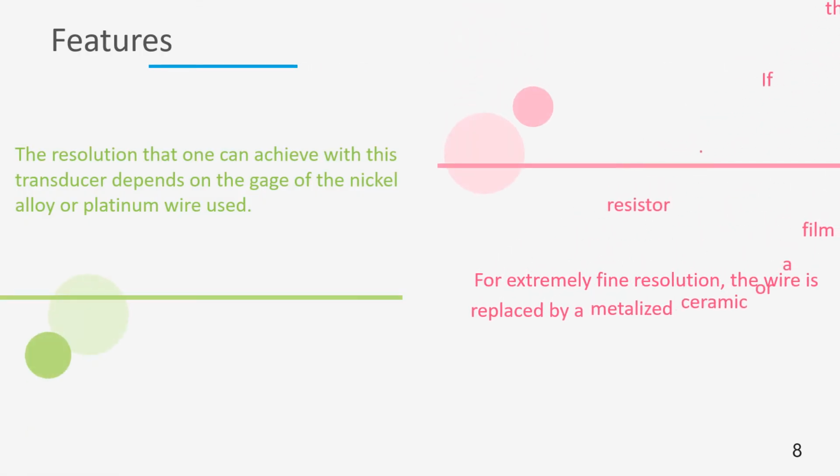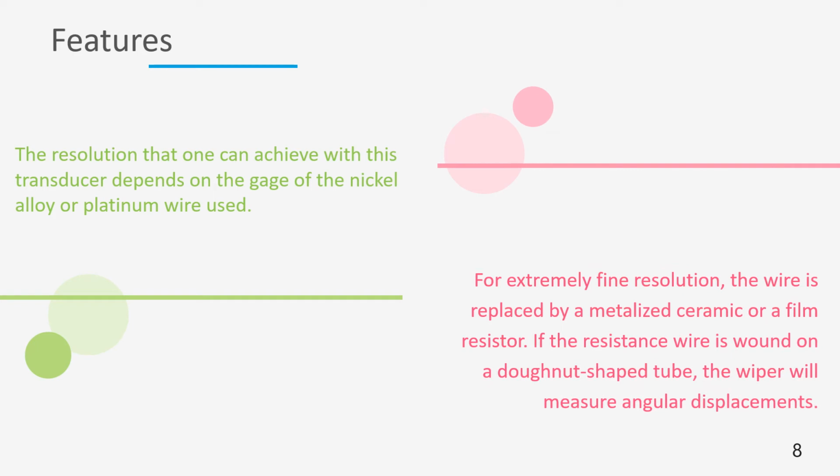Next, the features of our potentiometric transducers. The resolution that one can achieve with this transducer depends on the gauge of the nickel alloy or platinum wire used. For extremely fine resolution, the wire is replaced by a metallized ceramic or a film resistor. If the resistance wire is wound on a donut-shaped tube, the wiper will measure angular displacements.